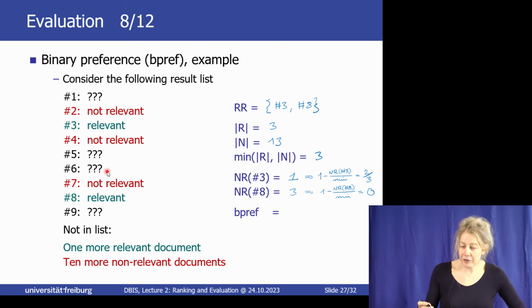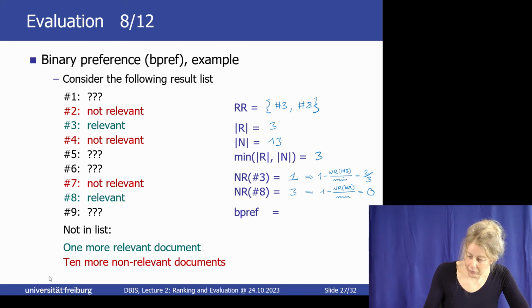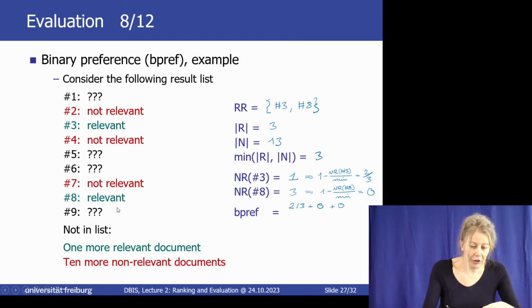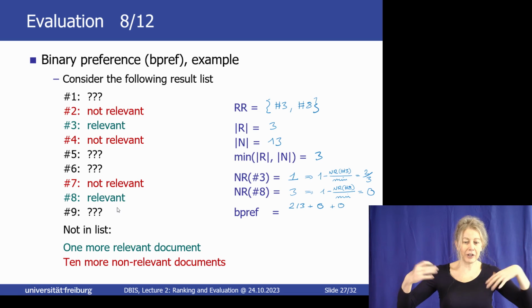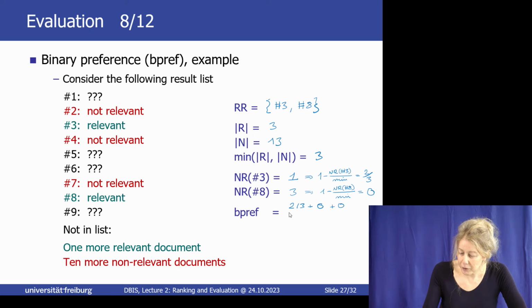And now bpref is just, you look at all the relevant ones, and you take the average of these. That's it. So it's 2/3 plus 0, but you also take into account those which are not even in your list, which is kind of similar to what we did earlier. So there's a third one which is not in the list, and being not in the list is like being very far down with all the non-relevant ones coming before it. Divided by 3. Is there anything else on this slide? No. It's 2 over 9.